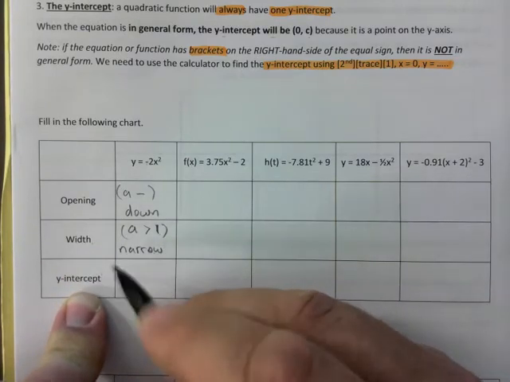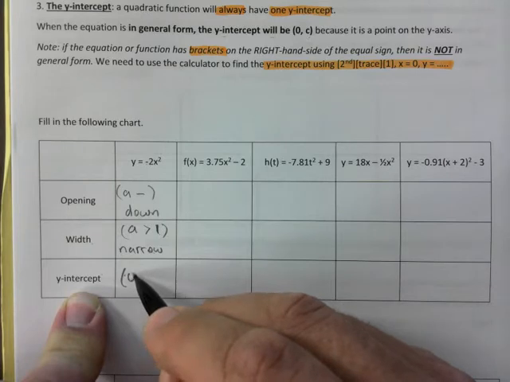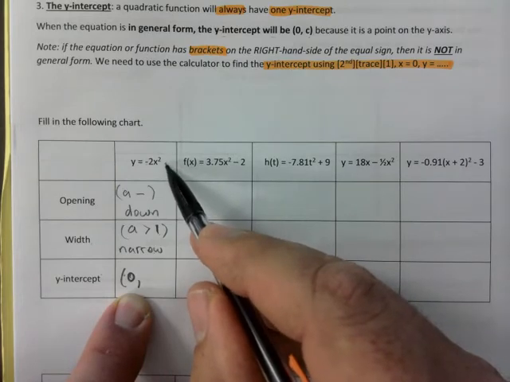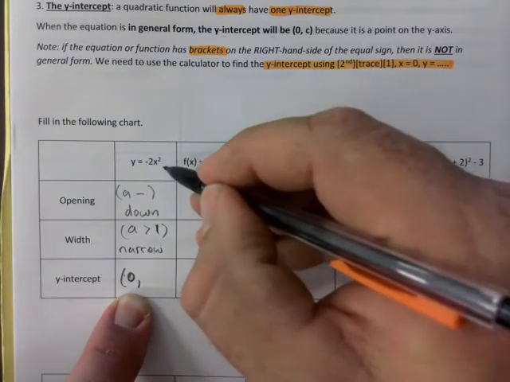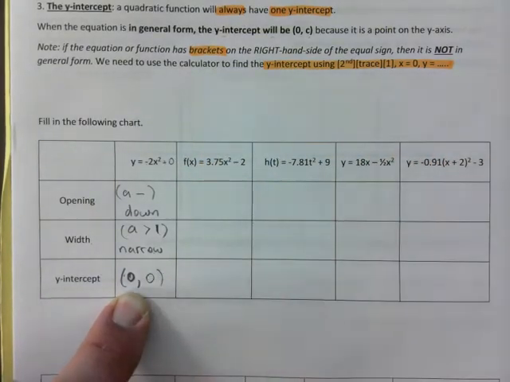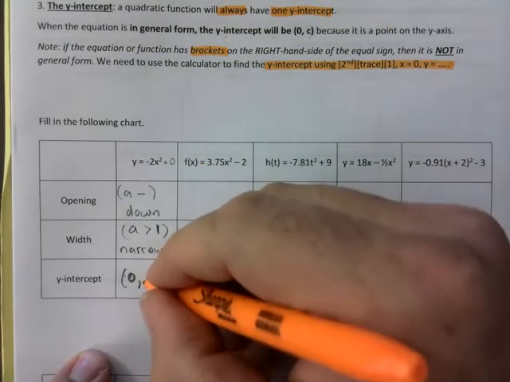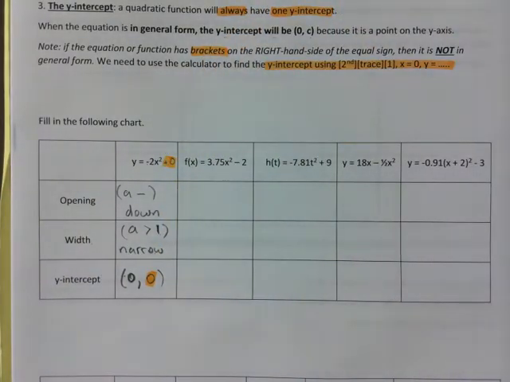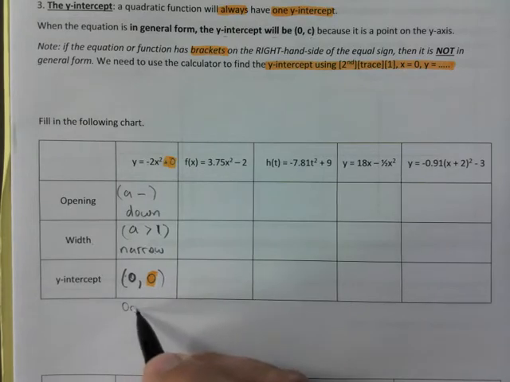What's the y-intercept in this case? It's going to be 0, comma. Does this have a C? It's invisible, but it's there. Right? It's 0, 0. Okay, that's the origin.